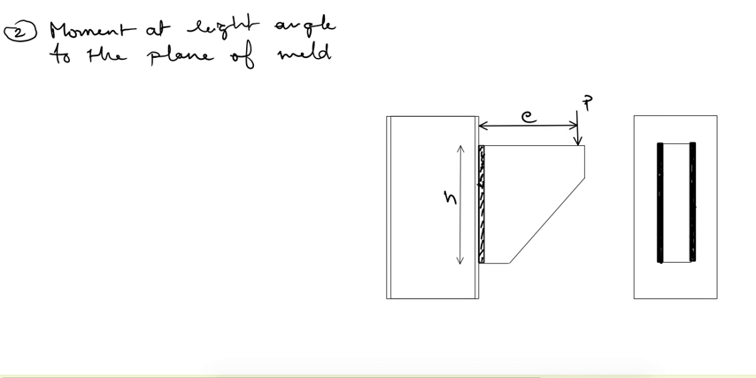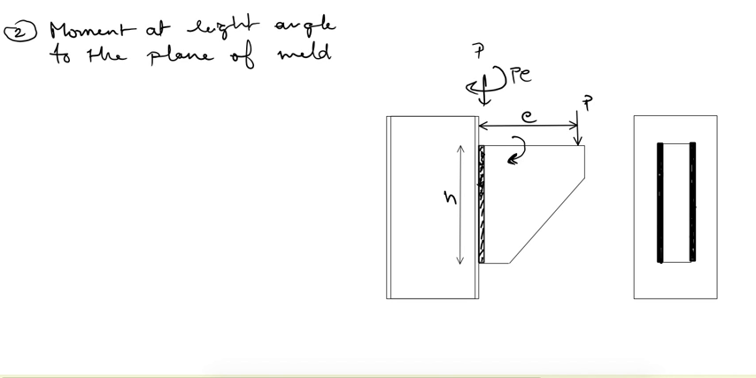Let's see the second type of welded eccentric connection. Here the applied moment is perpendicular to the plane of welding. This is the plane of welding, which will be perpendicular to the screen, and the applied moment will be in the plane of the screen. So both are perpendicular to each other. Here we can replace it with a direct load P and a moment P into E.